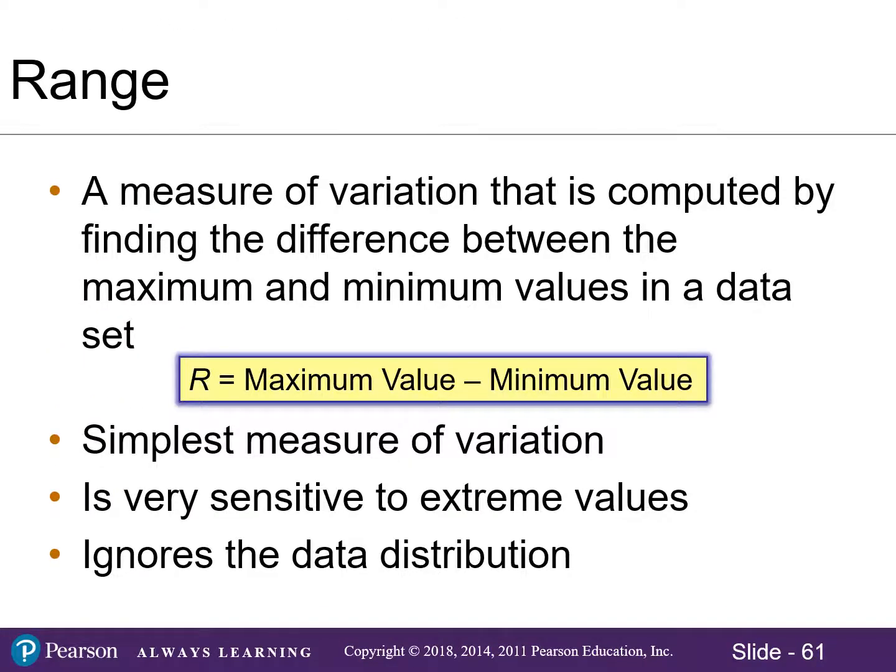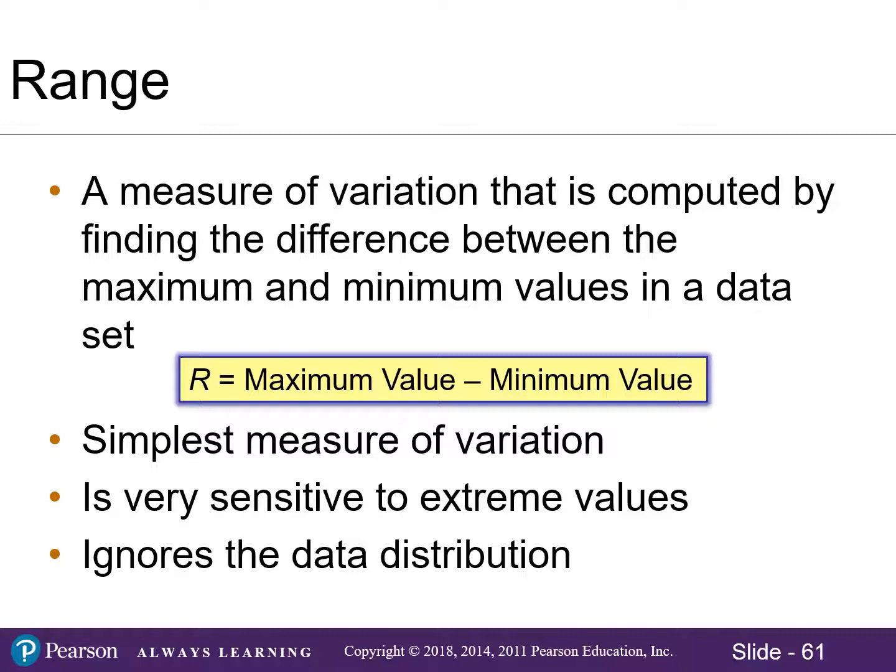Okay. Let's talk about the range. A measure of variation that is computed by finding the difference between the maximum and minimum. I have already said that. It's very simple, very easy. It's a quick and easy one if you're looking to compare a bunch of different data sets to each other that are about the same type of data.